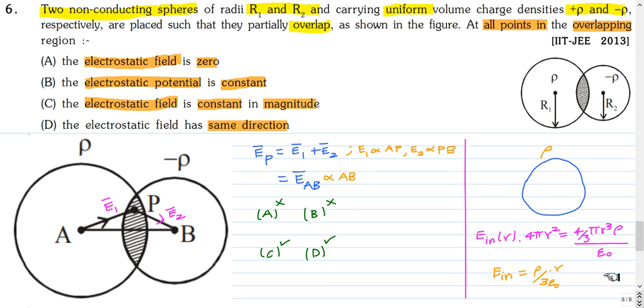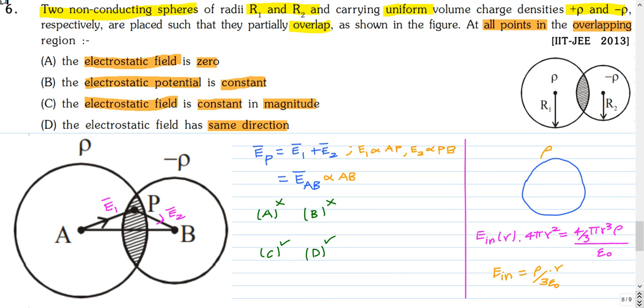Here is the solution. For this problem we will use a standard result. If you have a non-conducting sphere of uniform volume charge density rho, the electric field at any point inside, at a distance r, can be found using Gauss's law. So E into 4 pi r square is the total electric flux coming out, that is equal to Q in by epsilon naught. From this we get the electric field inside as rho by 3 epsilon naught into r.